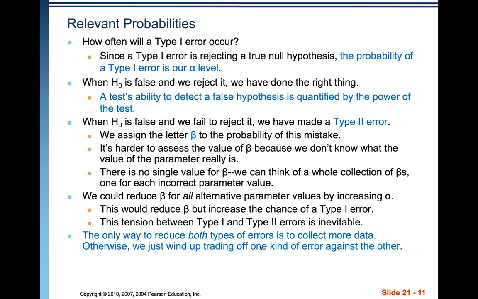We could reduce beta for all alternative parameter values by increasing alpha. So that's awesome. That would reduce beta, our probability of making a type 2 error, but it increases our probability of making a type 1 error. So there is this tension between type 1 and type 2 errors. The only way to reduce both types of errors is to collect more data. Otherwise, we just wind up trading off one kind of error against the other.